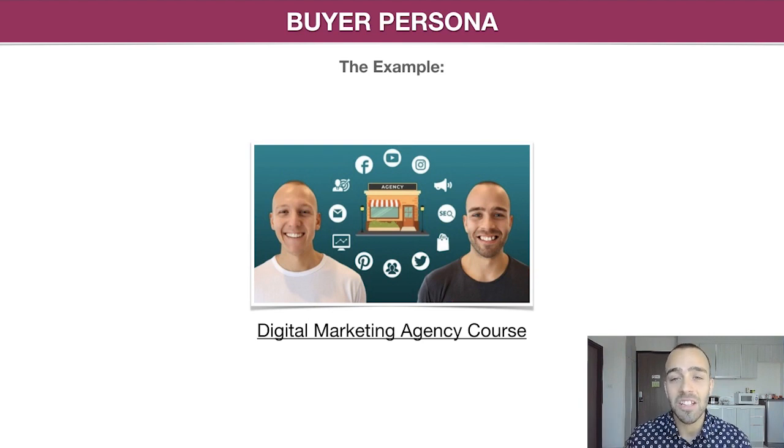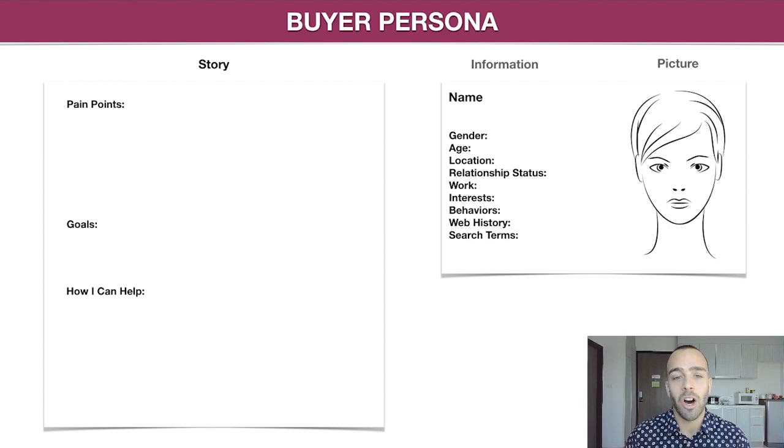All right, so let's start. This is the goal, guys. On the left hand side, we have a story where we're answering three different questions: pain points, goals, and how we or I can help this potential customer. And then on the right hand side, you can see that we have information and a picture, and we're going to paint this blank canvas right now.